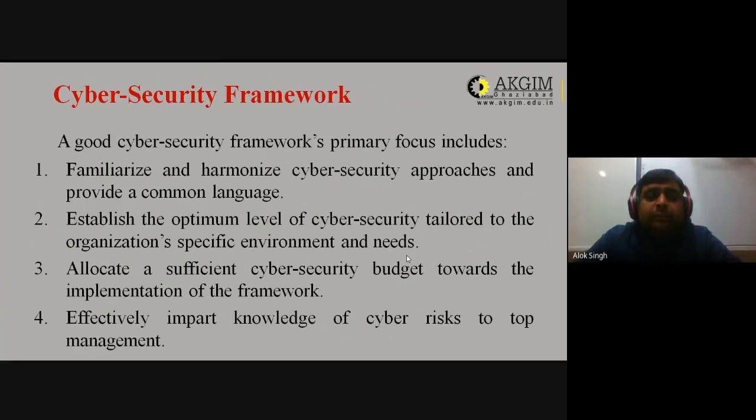Okay, so effectively impart knowledge of cyber risk to top management. Okay, so basically you should make proper communication to your top management regarding various risk situations regarding the protection of information of your organization. So effectively impart knowledge of cyber risk to top management.